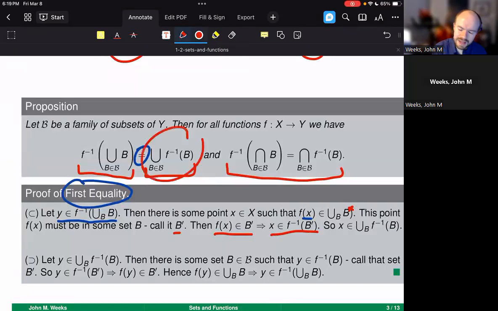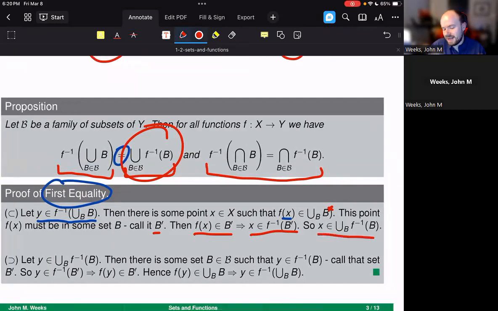But take a look at where we're trying to end up. We're trying to say that this element x that we're starting with is going to be in this union of these f inverses of these B primes. So x needs to be, because x is in f inverse of one particular set B prime, therefore x is in the union of these sets all taken together. So these are the sorts of steps that we're taking here.